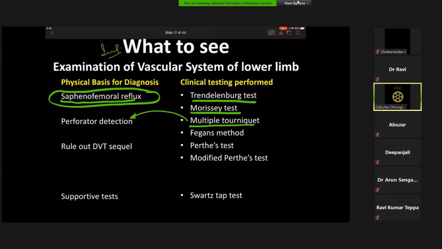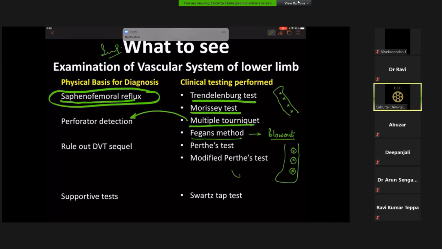Whereas Fegan's method can only be done when you have a blowout. What you have to do is, when the patient has the leg up, you mark the site of the blowout with an arrow and then tell the patient to stand down. Your marked area now has a swelling. And when you palpate that area, remember, you get a buttonhole-like defect. So Fegan's test is all about understanding that the perforators and the blowouts will make an enlargement of the deep fascia, which will be felt as a buttonhole defect.